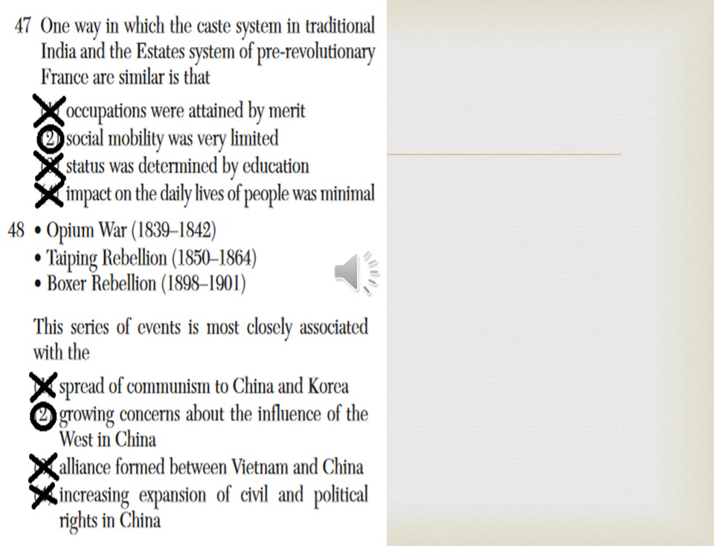Is it 2, growing concerns about influence of the West in China? Yes. Many people in China didn't like the growing influence of the West, whether it was selling opium or domination of their economy, and so forth. They didn't like that. So the answer is 2. And 3 and 4, alliance formed between Vietnam and China, or increased expansion of civil and political rights in China, are wrong. The answer is 2. Easy question, easy answer. Let's move on, guys.